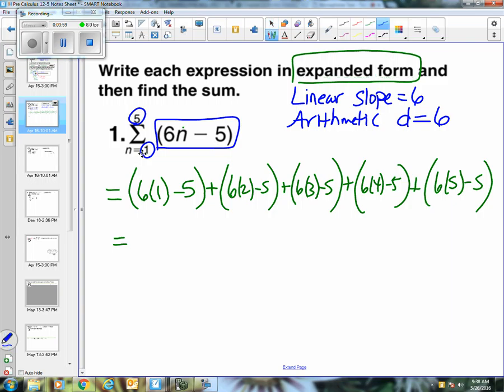So for the first one, 6 times 1 minus 5, that would be 1. And then we'd have 7. And then 18 minus 5 would be 13. I'm going to stop there for a second. Remember what kind of series this was supposed to be. Arithmetic, right? Common difference should be 6.